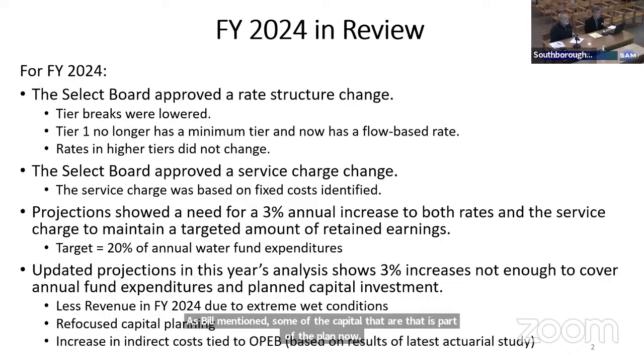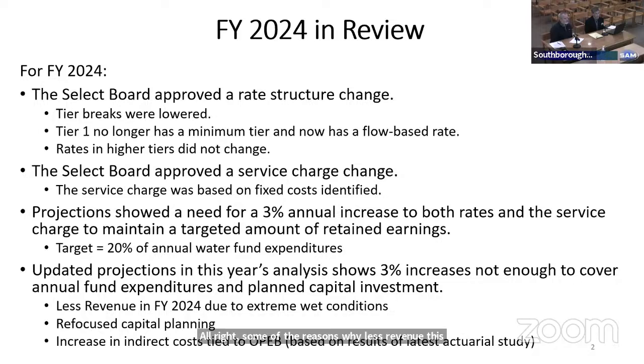Some of the reasons why: less revenue this past year. If we think back, last summer was extremely wet. At the time when rates were set last year, we didn't know that was going to be the case. Very wet conditions means people do not water their lawns as much. They don't use as much water outdoors. That means revenues are down.